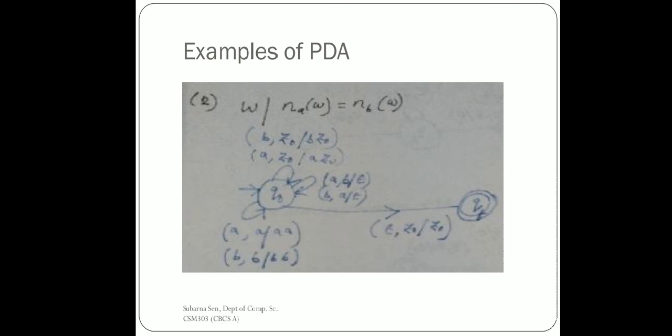We are not restricting how the string will look. If we look at q naught, there are two topmost possible choices. If we see a and the initial content of the stack is Z naught, we will just push it. If we see b and the initial content is Z naught, we will push it. If we see a after a, we will push it. If we see b after a b, we will push it.